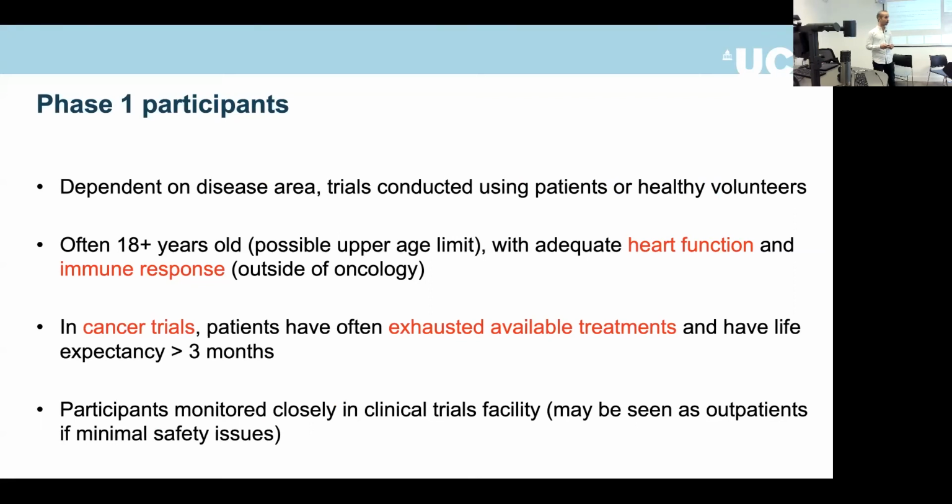Participants in phase 1 trials, who are they? Well, it depends on the disease area. It can be healthy volunteers or patients, often older than 18, adequate heart function, good immune response outside of oncology. And in cancer, and that's an important point for the rest of the presentation, they have exhausted all available treatments. In some ways, they are at the end of the road, but they still have a life expectancy greater than 3 months. They are monitored often very closely in clinical trial facility for phase 1 studies because it's first in human.